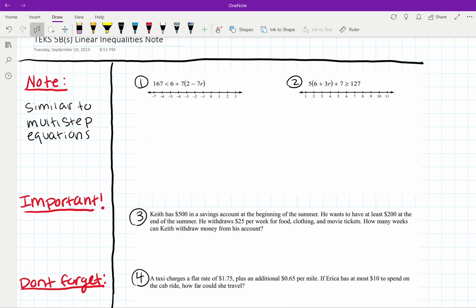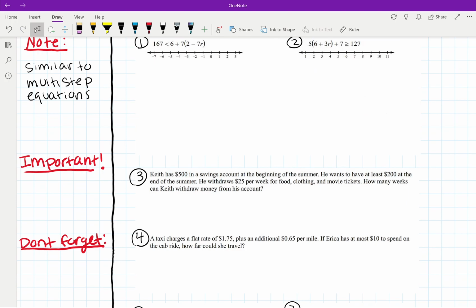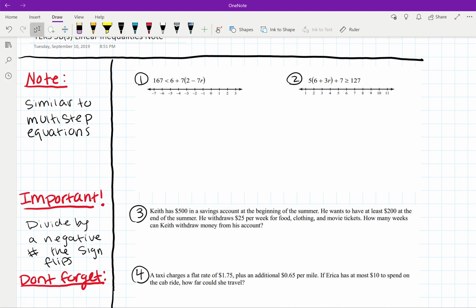So what's important about the inequalities is that when we divide by a negative number, the sign flips. So that's very important. So when we divide by a negative number, the sign flips. So let's look at these examples.